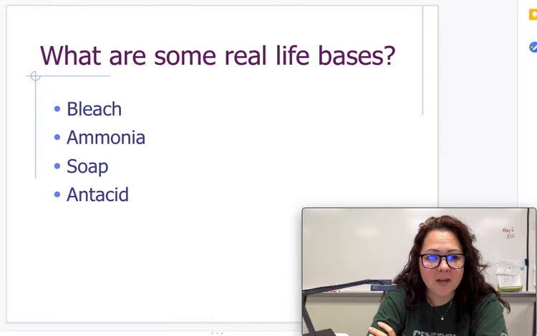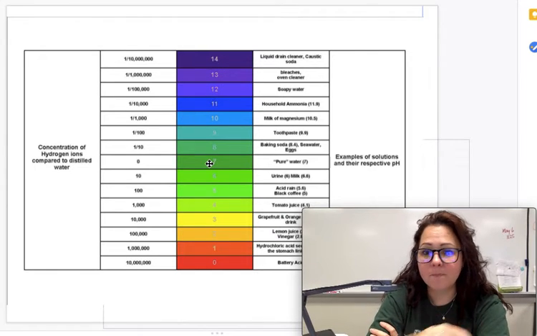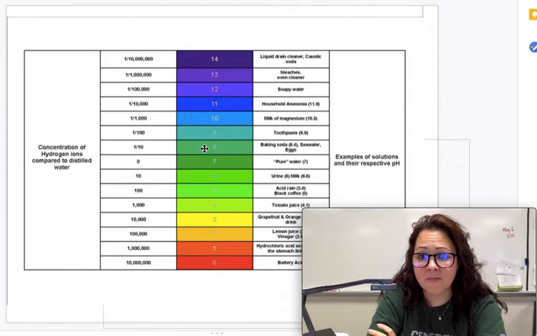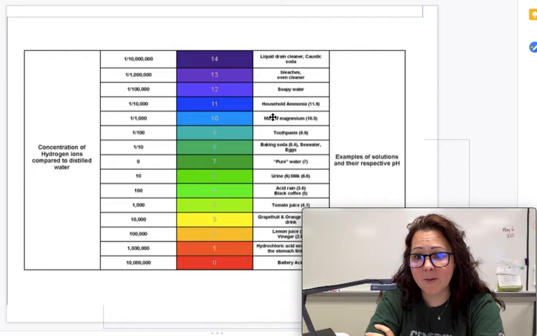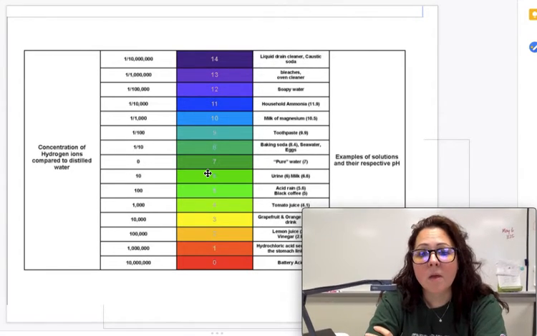So looking at your pH scale, again, if you have a pH of 7, that's neutral. Bases are bigger than 7, so you have 8 all the way up to 14. Some other examples: we've got eggs, baking soda, toothpaste, milk of magnesia, ammonia, soapy water, oven cleaner, bleach, liquid drain cleaner, lye, caustic soda. All of those are bases.